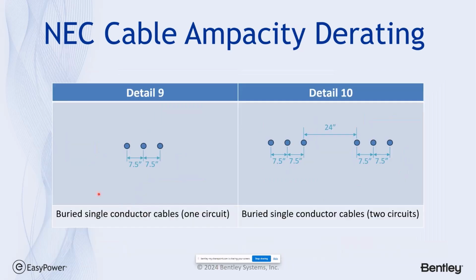So for buried conductors, the prior details were for duct bank installations. For buried cable installations, EasyPower has two derating options, which are details 9 and 10. Detail 9 is a single circuit, 3 single conductor cables in one circuit. Detail 10 would be 2 circuits with single conductor cables. Similar to the D1 through D4 derating multipliers, detail 10 is baselined from detail 9.